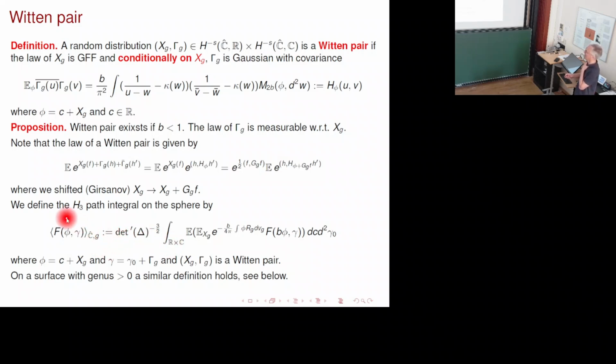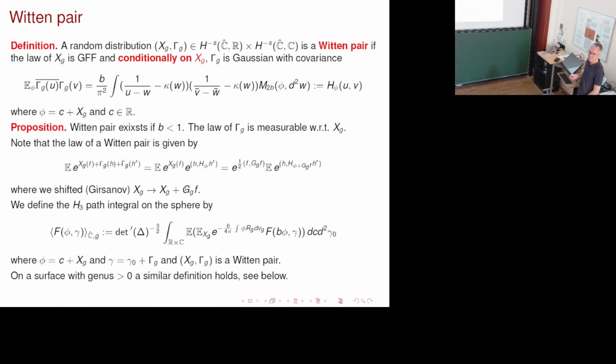So if I take an observable which depends on phi and gamma in our H3 space, then the expected value is that you insert this change of variables, so it's b times phi, with gamma. Gamma is gamma 0 plus capital Gamma, phi is c plus capital X, and that's a Witten pair. And then I just take first the conditional expectation over gamma, and then over X, and then integrate over the zero modes.